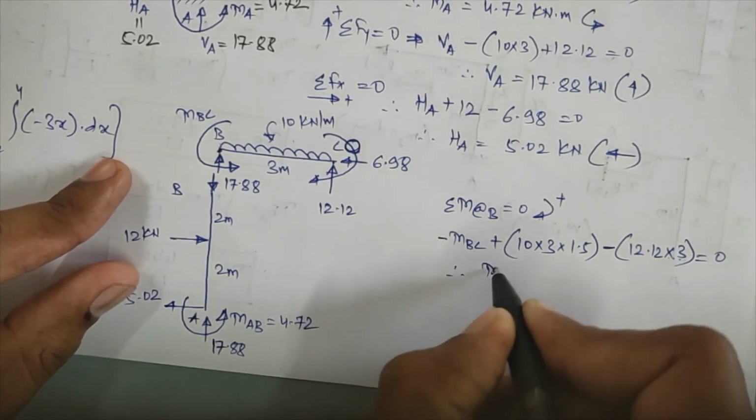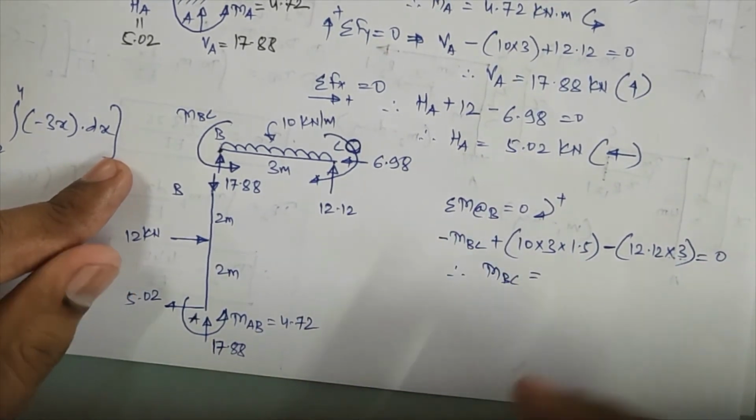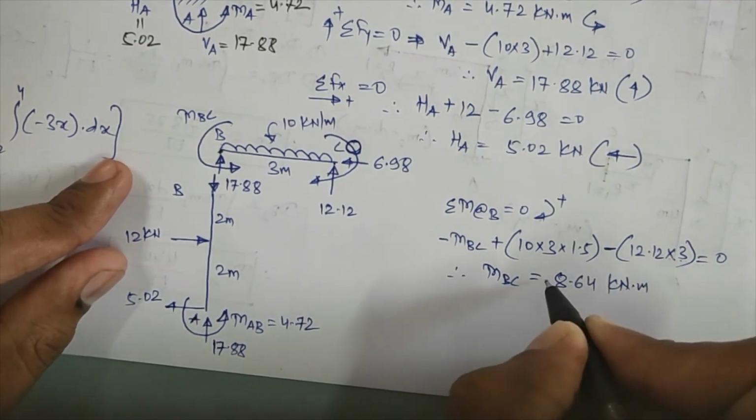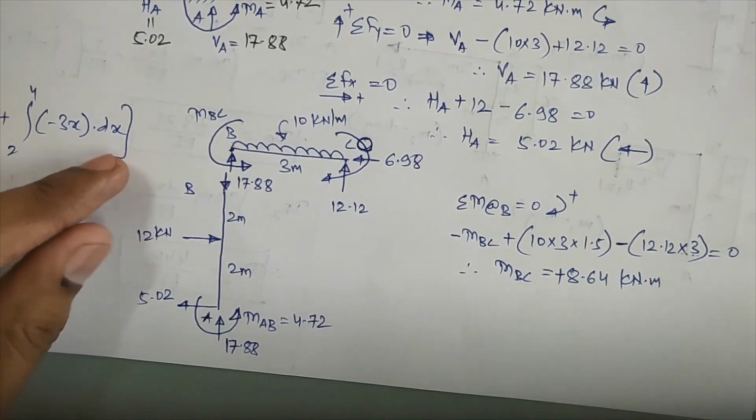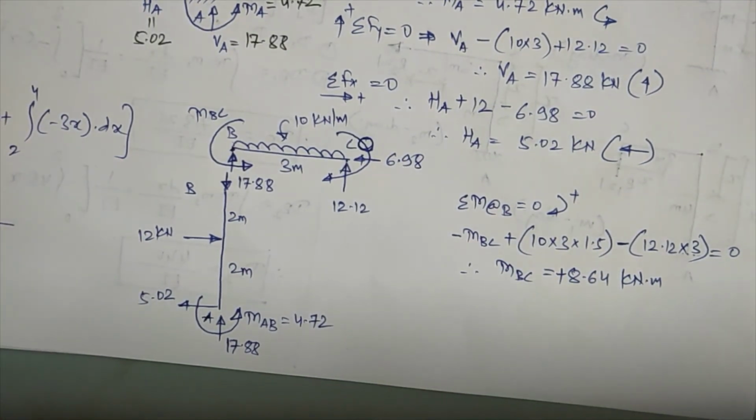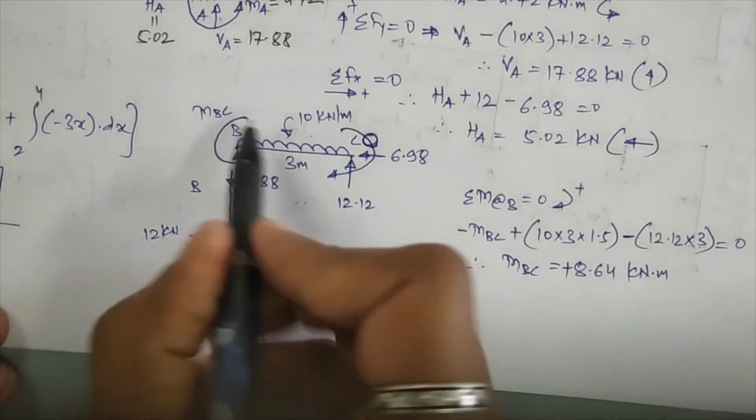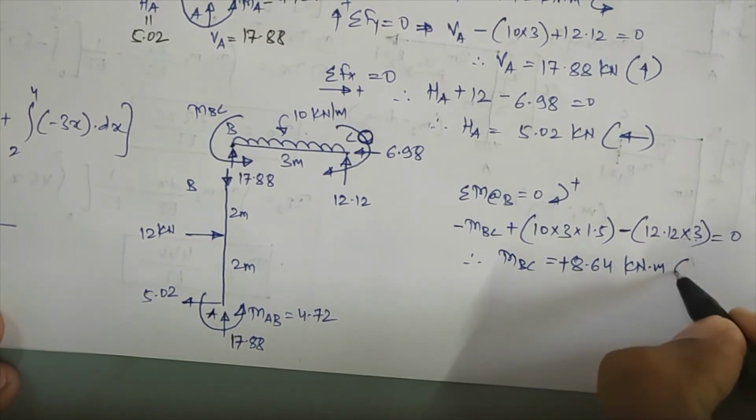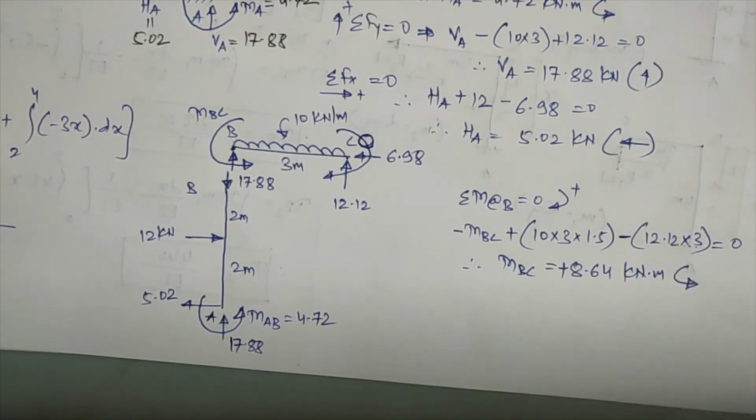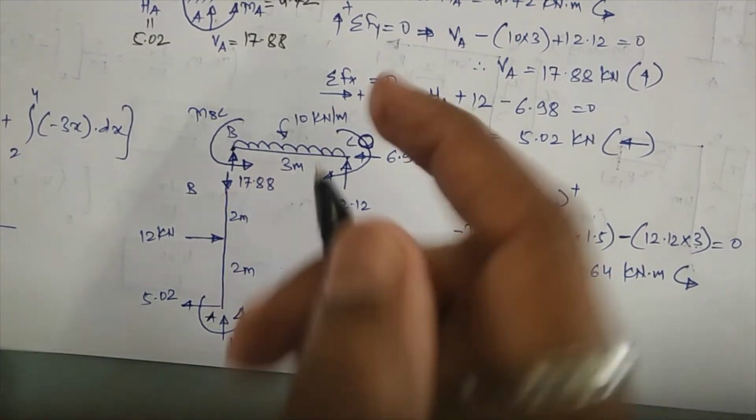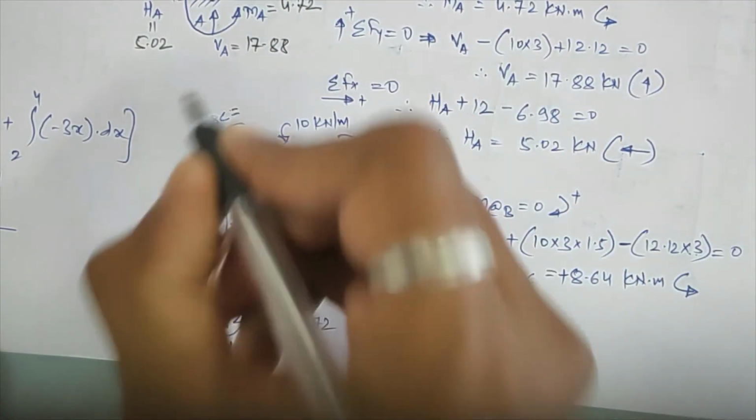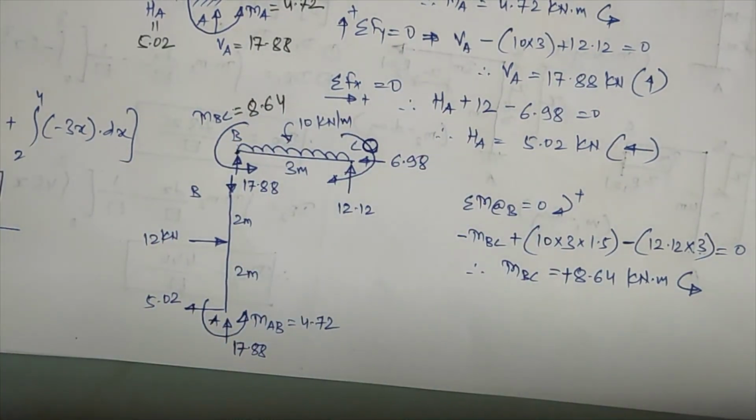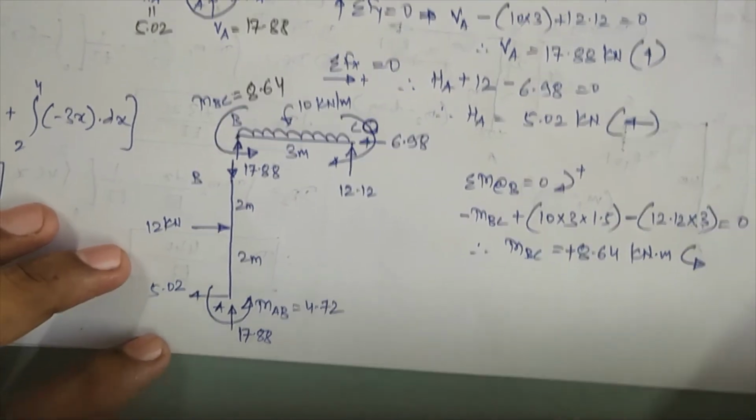So if you solve this, I'll get MBC is equal to 8.64 kilonewton meter positive over there. I'm getting this MBC is equal to 8.64 positive over there. Positive, what that indicates, that whatever initial direction I have assumed, that direction is correct over here. That is, MBC is acting in anti-clockwise direction itself. So here I'll write that MBC value is equal to 8.64 over there.